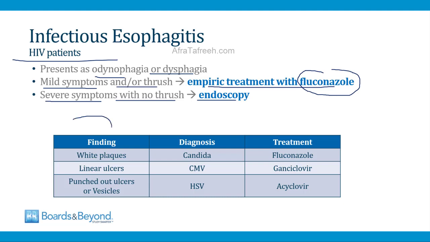And shown on this slide is a table that you should know for your boards summarizing the findings on endoscopy which indicate the different causes of esophagitis. So as we talked about in the last slide, if there are white plaques, that suggests Candida esophagitis and the treatment is with fluconazole. Linear ulcers are the finding in CMV esophagitis and the treatment is with ganciclovir. And if you see punched out ulcers or vesicles, this suggests HSV infection and the treatment is with acyclovir.